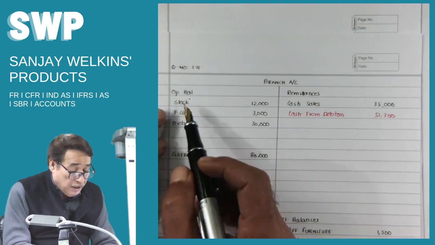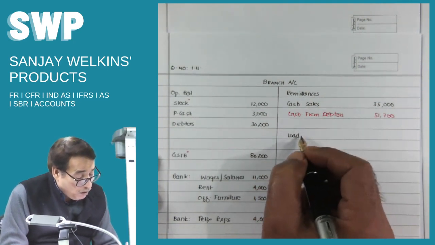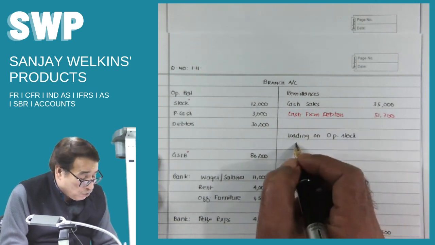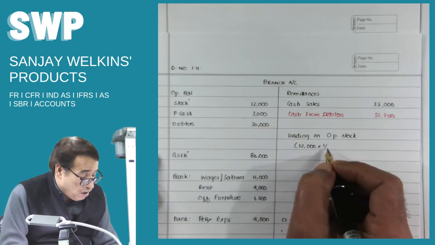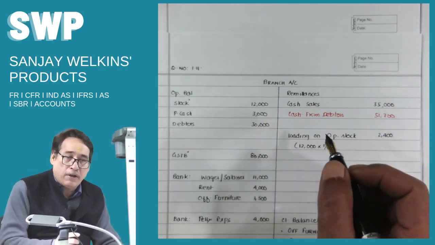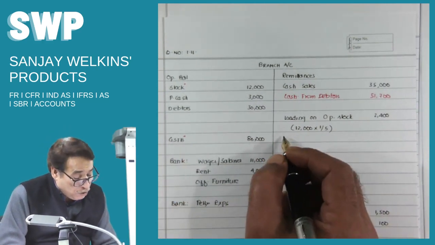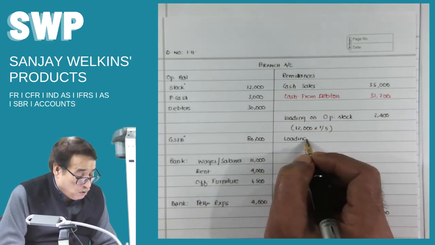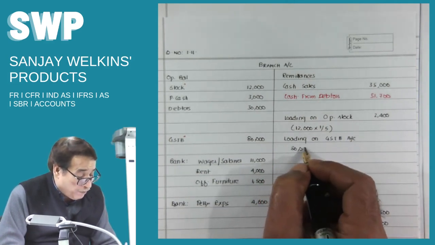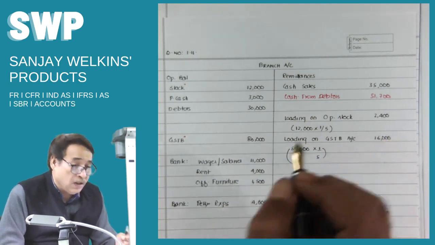So I have found out the rate of loading on invoice price. Now what I need to do, here I have written opening stock. On the opposite side, I will write loading on opening stock. So 12,000 into 1/5, that's all. So when I write here 2,400, that means this item which was at invoice price has been converted back to the cost price. 12,000 minus 2,400 is 9,600. Similarly, goods which we sent are at invoice price. So I will write on the opposite side, loading on goods sent to branch account. 80,000 into 1/5 is equal to 16,000. Is it clear to you?